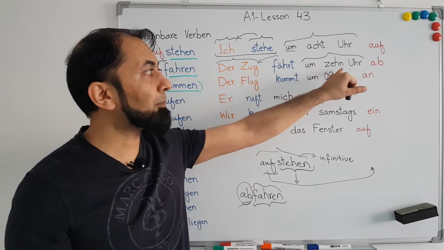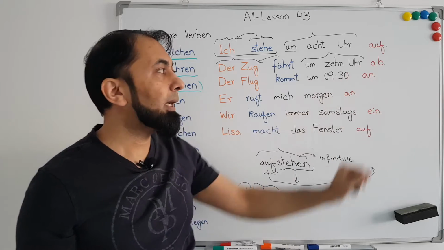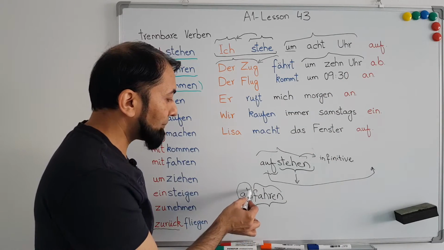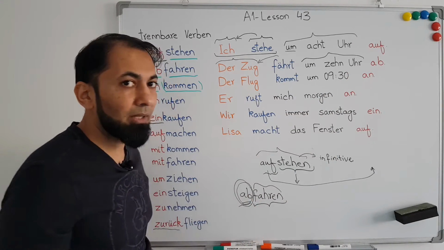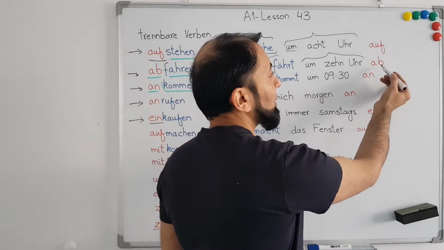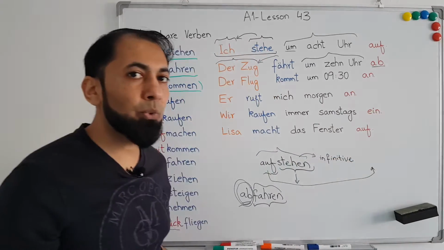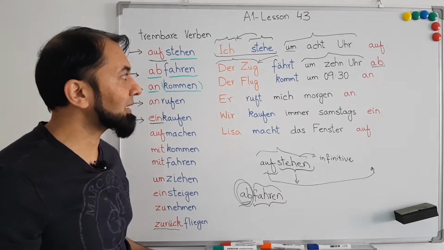We have used the preposition um 10 Uhr, and we know that the prefix of a separable verb will always go at the last position of the sentence. So we have used ab at the last position of the sentence.